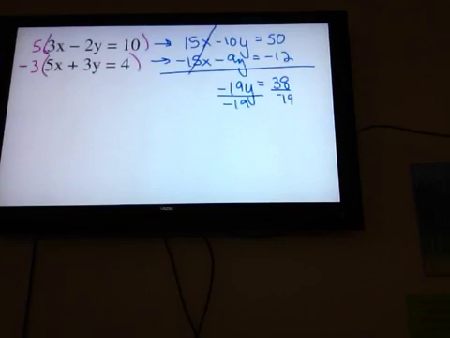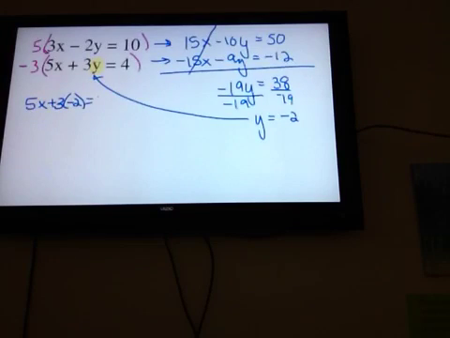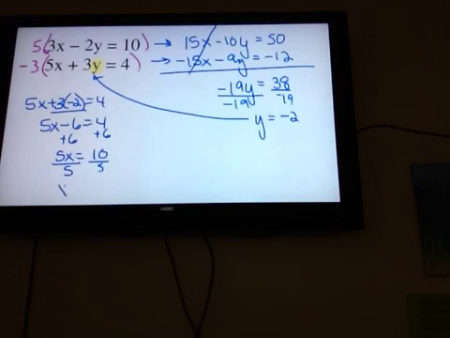So I'm going to plug that in. And again, it doesn't matter where. I'm going to go to the bottom. So 5x plus 3 times negative 2 equals 4. Multiply that. 3 times negative 2 is minus 6 equals 4. Add 6 to both sides. And 5x equals 10. And divide. And x is 2.